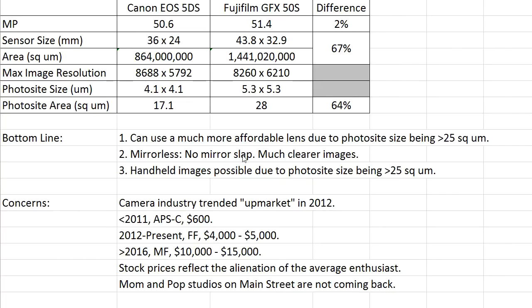Okay, so let's go to the bottom line. What does this all mean? You can use a much more affordable lens due to the photosite size being greater than 25 square microns. We covered that in the video I did. Once you cross the 5 micron threshold, you have to go from consumer glass to pro glass when you go sub 5 micron.